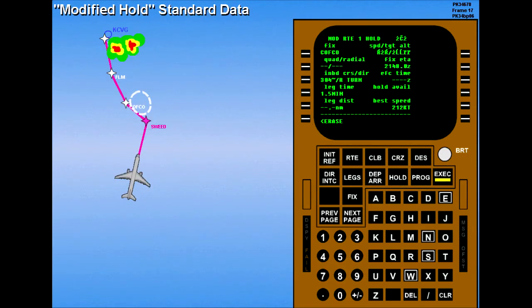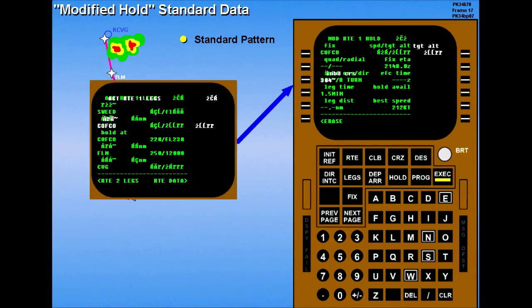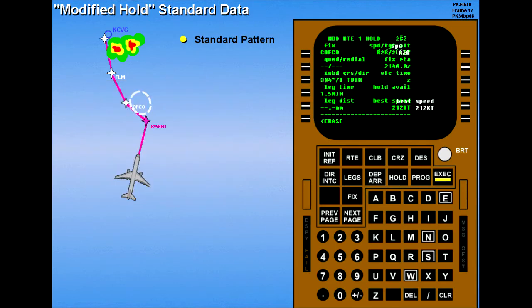Both the HSI and the modified hold page depict data for a standard holding pattern, with right turns and 1.5 minute legs. The standard inbound course and target altitude are FMS computed figures from the legs page. The FMS also calculates a target speed, which is the best holding speed up to flight level 310, based on gross weight and other performance factors.